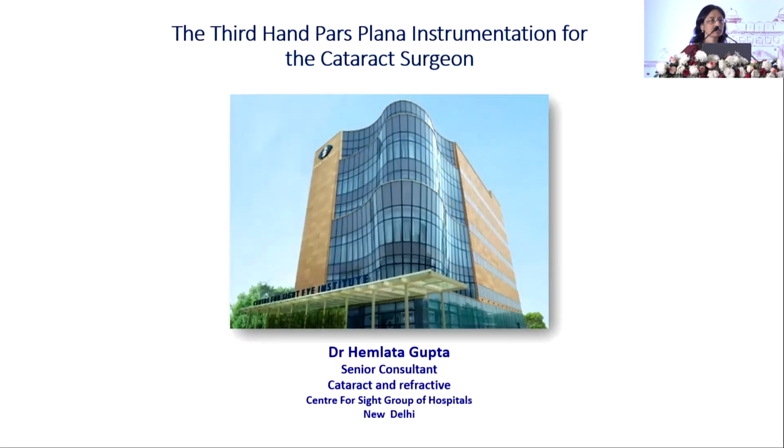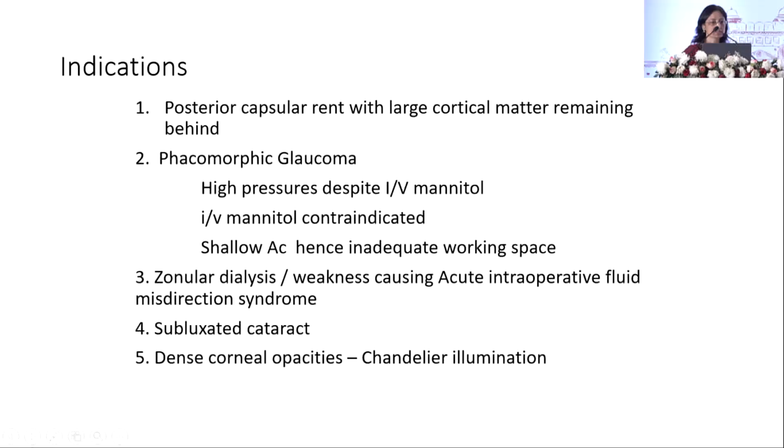Thank you, sir. A very good morning to all of you. So I'll be sharing my experience with the third hand pars plana approach for the anterior segment surgeons. So going via pars plana can be particularly useful in certain situations, like when you have a posterior capsule rent with large cortical matter remaining behind, and especially if the surgeon has placed IOL already in the ciliary sulcus. And in cases of phacomorphic glaucoma where high pressures are there despite IV mannitol, or where the IV mannitol is contraindicated in view of systemic comorbidities.